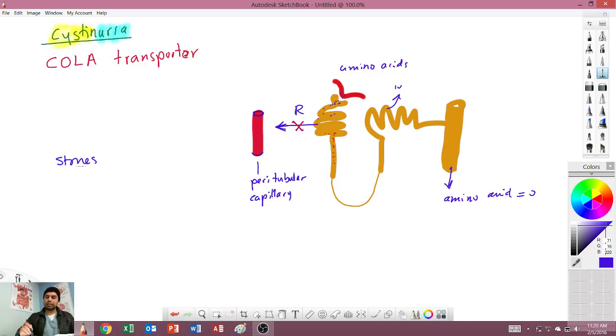Okay, and the symptoms of kidney stones are: number one, pain, severe pain, colicky pain. What does colicky pain mean? You know when your colon is cramped and it hurts? So it's very severe pain. And they will have bleeding. What's the term for bleeding? Hematuria.